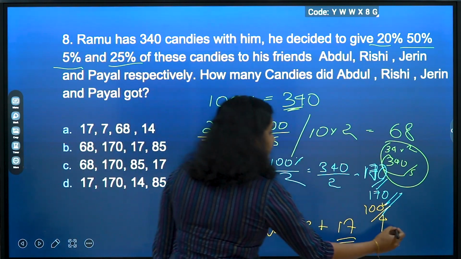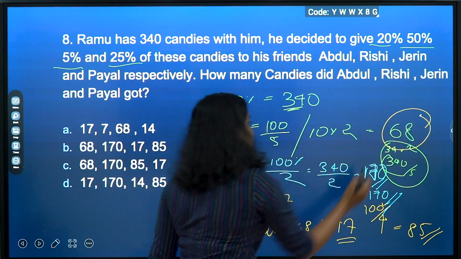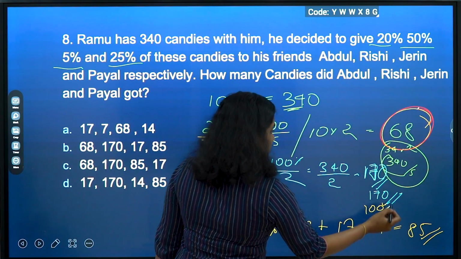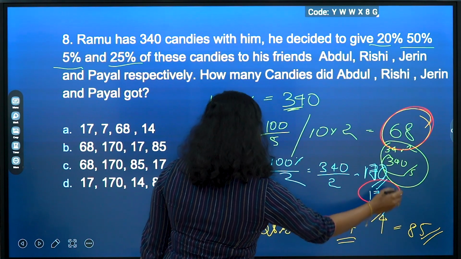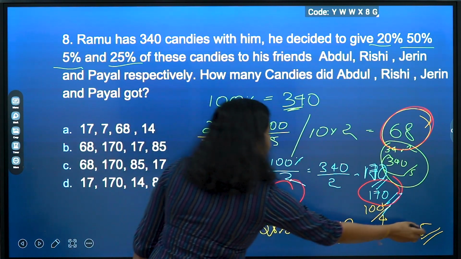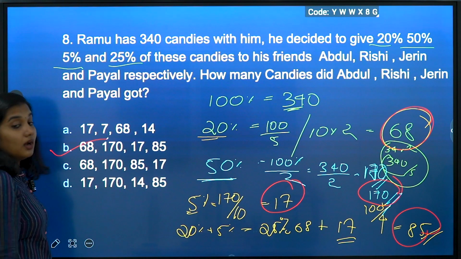Either way you will get 85. So that is your answer. First is 68, next is 170, then the next answer is 17 and then 85. So 68, 170, 17, 85. Option B is your answer.